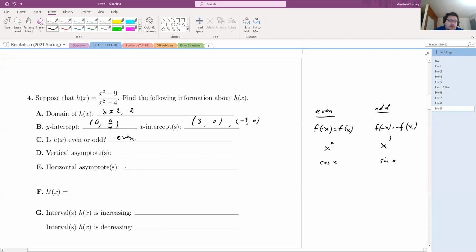Okay. Vertical asymptotes, well, the vertical asymptotes occur when the denominator is equal to 0. That's just plus or minus 2. So we have x is equal to plus or minus 2. Horizontal asymptotes, we take the limit of this function as x goes to infinity, plus or minus. And, well, it's just going to be the ratio of the leading coefficients. So it's going to be 1 over 1. You get y is equal to 1.